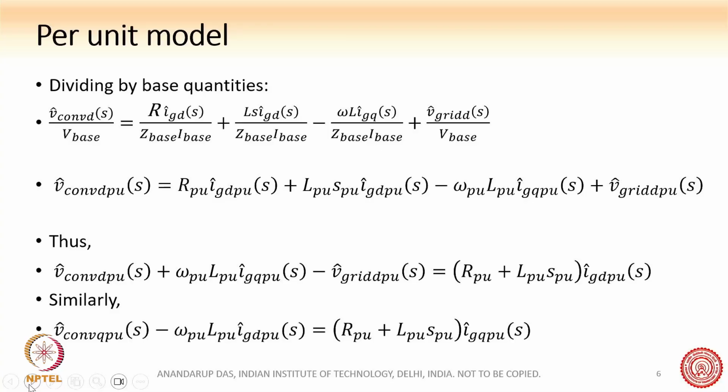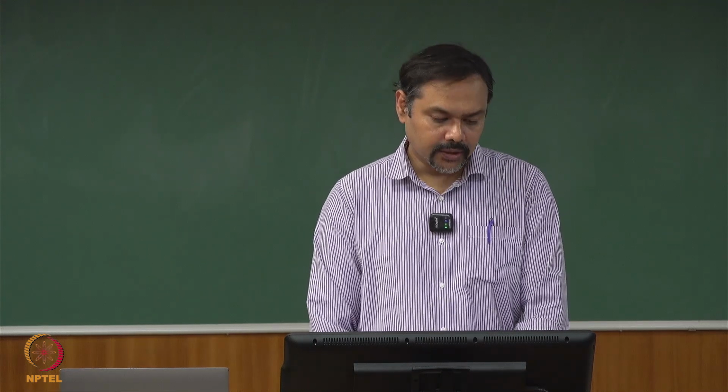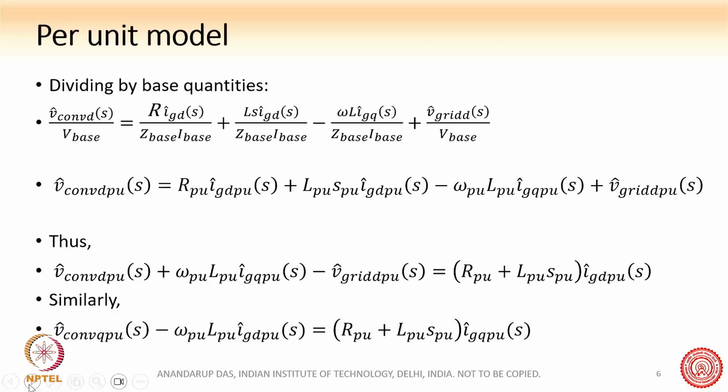I will show you this when I am showing the MATLAB simulation. This is one of the reasons why we go for the per unit model, and when you go from 10 kilowatt to 50 kilowatt, the transition becomes very easy. I will show you later during the MATLAB simulation.